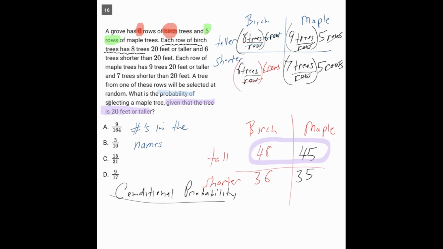And assuming that we're only looking at that part of the data right there, what is the probability of selecting a maple? So within that purple group, how many of them are maple? 45 of them are maple. So the answer to our conditional probability question is 45 out of the total 93 that we would get from adding 48 and 45. As long as we're only dealing with the taller ones, that's 93. How many of those taller ones are maple, that's the 45. Now we can simplify this, dividing both by 3, and we'd get 15 on the top and 31 on the bottom, and that's why our answer is C.